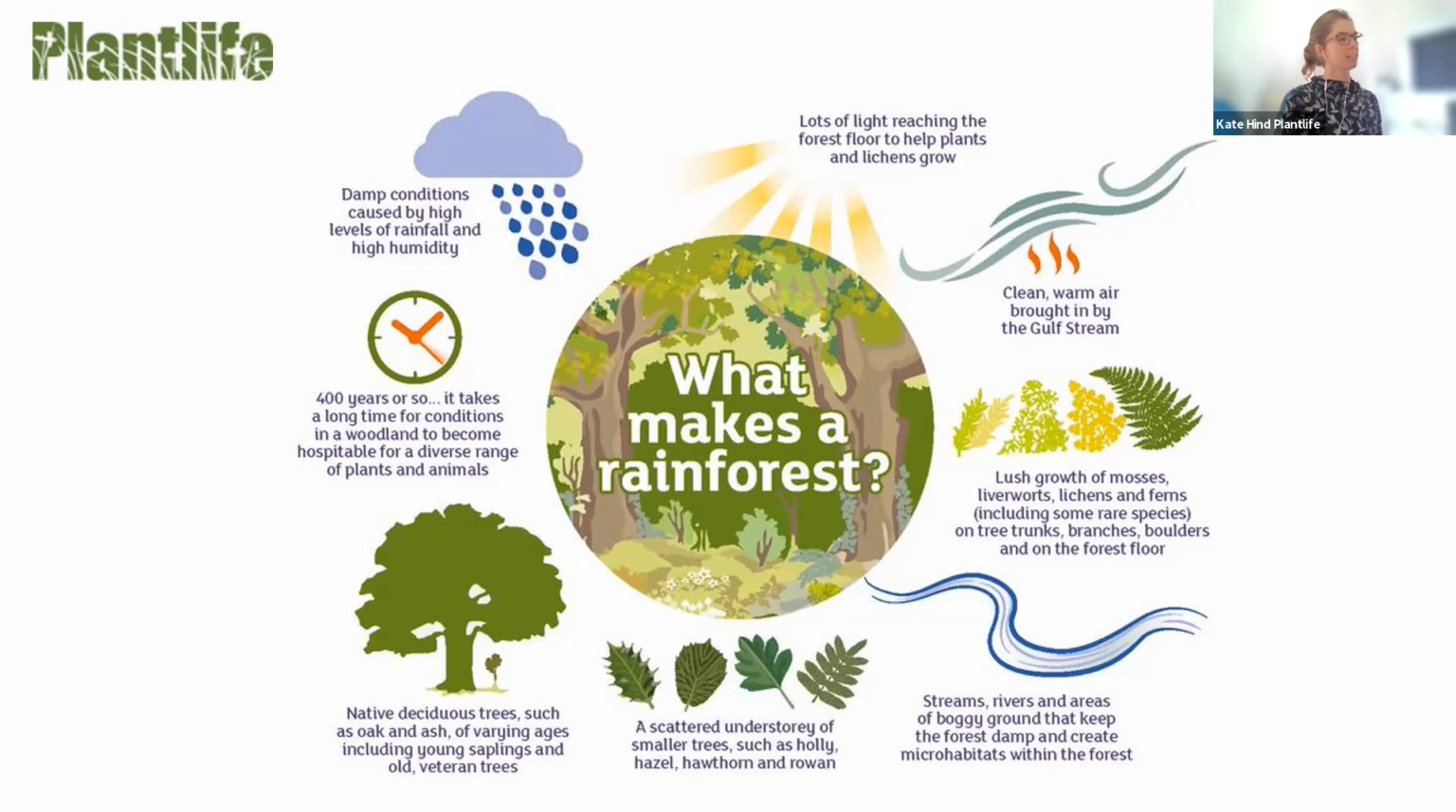And then these woodlands take 400 years or so to get the correct conditions in the woodland so that you get a diverse range of plants and animals growing there. So it's a real mix of different things that you're expecting to find in these temperate rainforests, and that allows there to be a real diversity of species growing there.